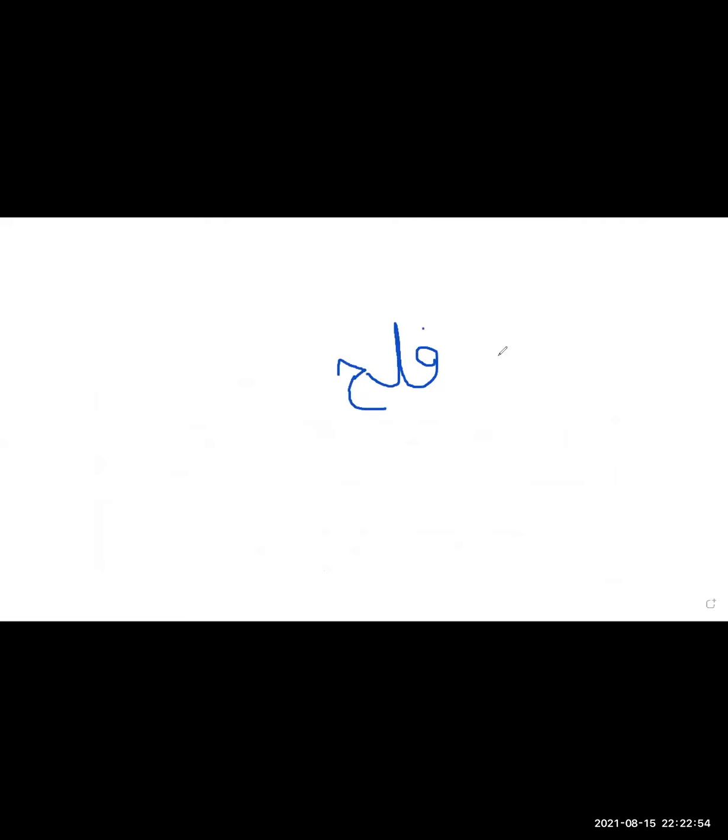Falaha, right? You see, falaha. If there are two, because one has an additional hamza, it becomes a different form. So the fi'il mudari', this is fi'il, this is for he, aflaha, aflaha, right?